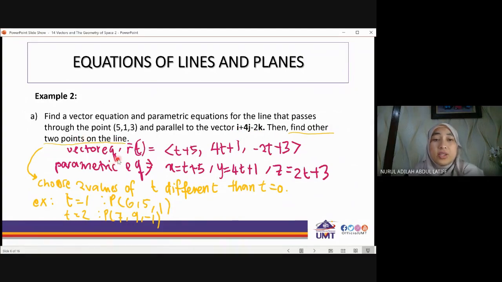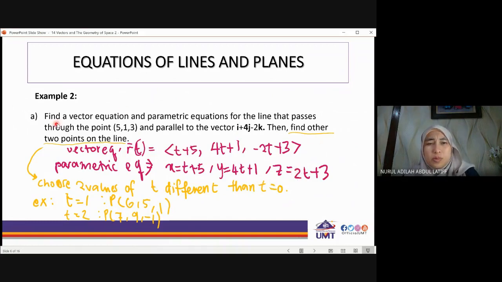So the vector equation r(t) = (t + 5, 4t + 1, -2t + 3). Parametric equations: x = t + 5, y = 4t + 1, z = 2t + 3. Oh, salah ni. Betul, negative 2t + 3 je. Okay, saya tinggal negatif kat sini. Okay students, nanti awak letak negatif kat sini.